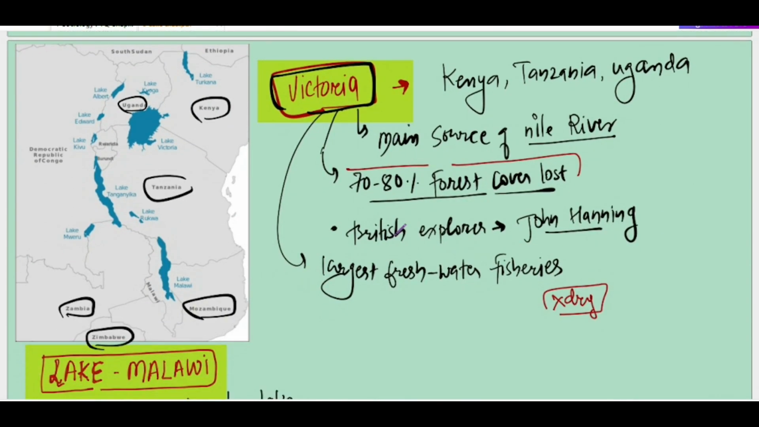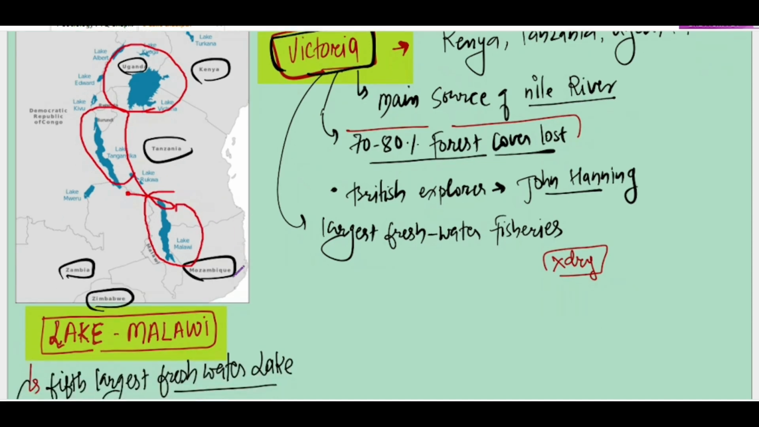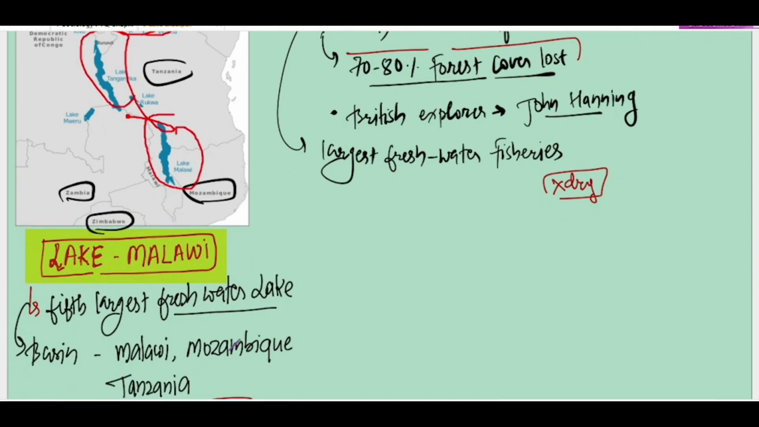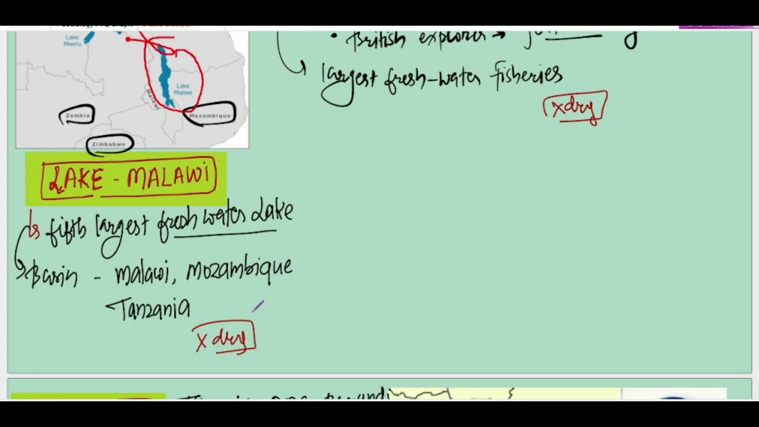Now let's start with Lake Victoria. As we saw, Lake Victoria is one of the largest lakes in Africa, and it is surrounded by Kenya, Uganda and Tanzania. Below that we have a famous lake we will talk about later, and there we have Lake Malawi. It is also called Lake Nyasa, and Lake Nyasa is the 5th largest freshwater lake in Africa, and it is surrounded by Malawi, Mozambique and Tanzania.